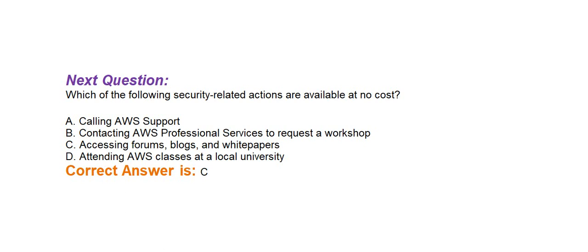Question is, which of the following security related actions are available at no cost? Options are option A, calling AWS support, option B, contacting AWS professional services to request a workshop, option C, accessing forums, blogs, and white papers, option D, attending AWS classes at a local university. Correct answer is option C, accessing forums, blogs, and white papers.